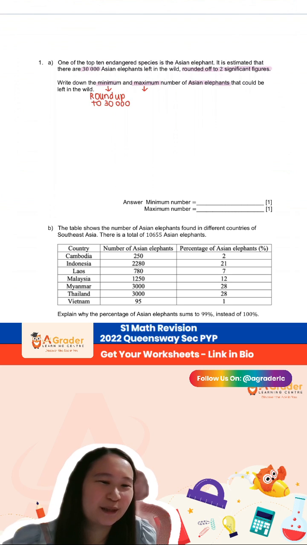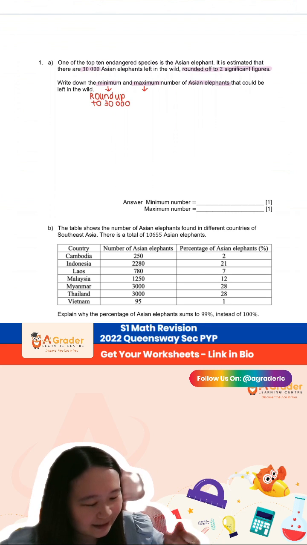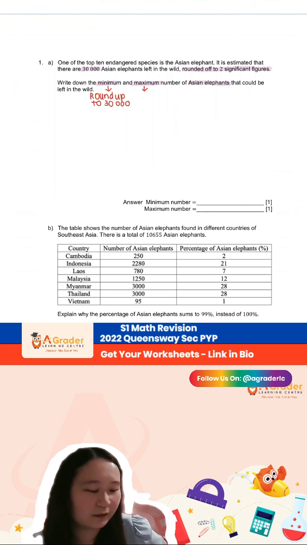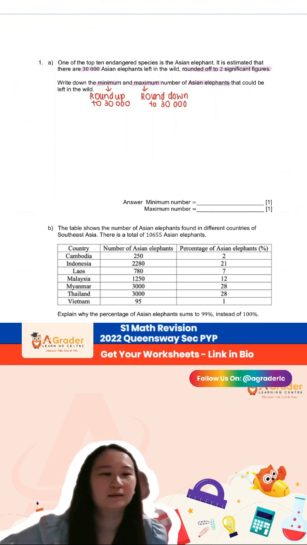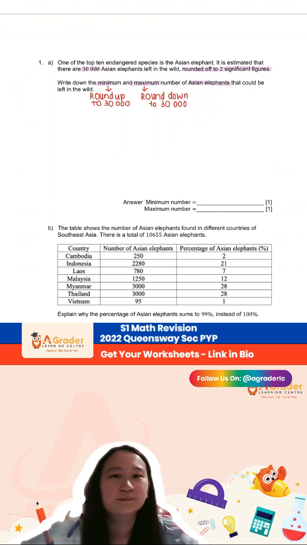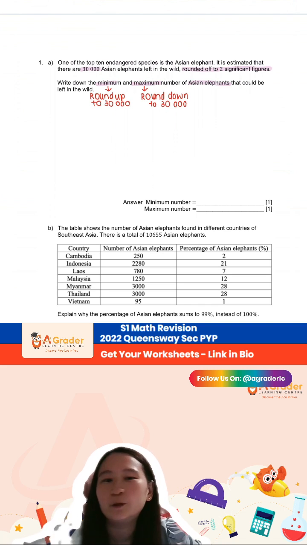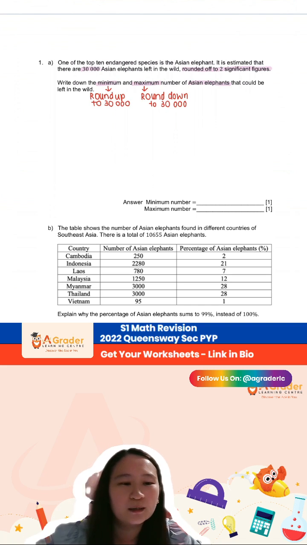So you can try the question. And then the maximum number is usually rounded down to 30,000. Okay. And do you want to try? Give it a try. What's your answer for the minimum number and the maximum number?